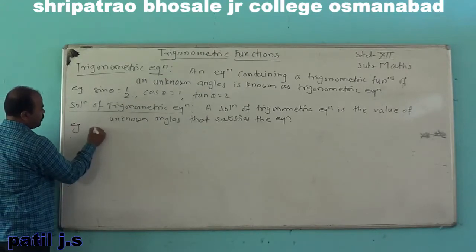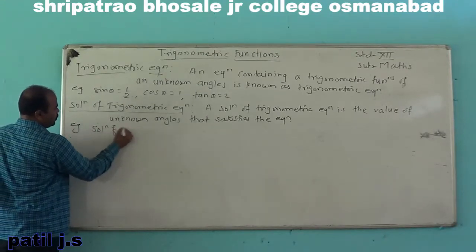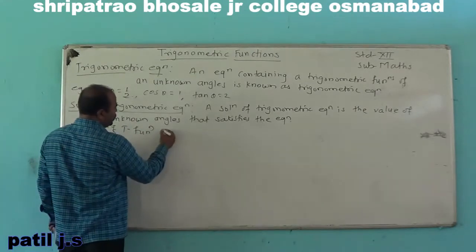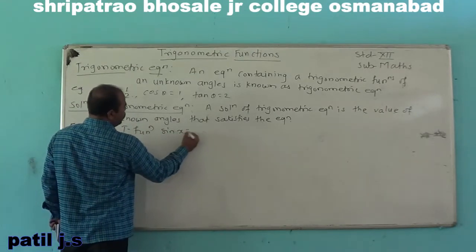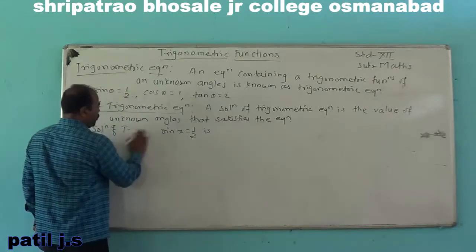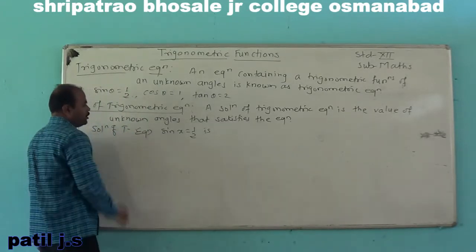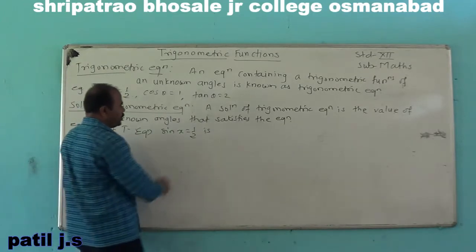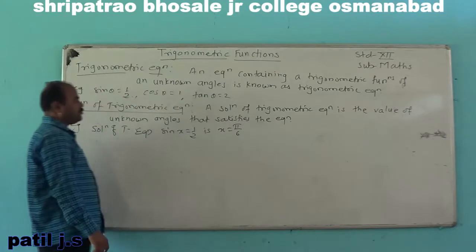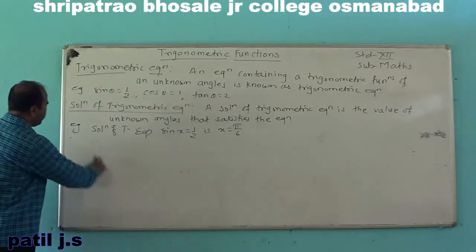Example: the solution of the trigonometric equation sin x is equal to 1 by 2 is x is equal to pi by 6.